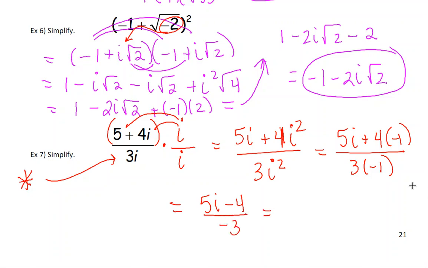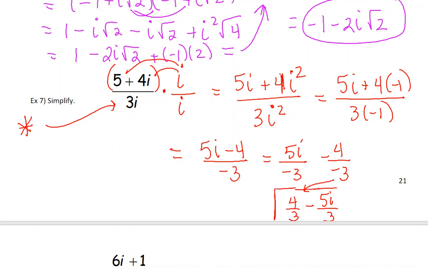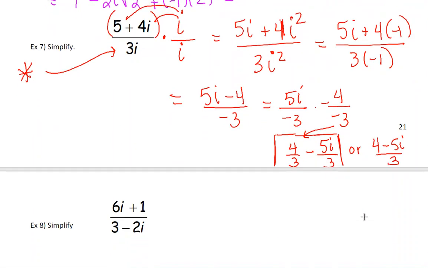And just as a reminder, when you simplify this, I can split this up. 5i over -3 and then -4 over -3. And technically I'm supposed to write this part first. That's the real number. And then here's the imaginary number. Some students leave it like this. And I'm fine with that too. Either way is fine. But I'm just trying to follow along the lines of a plus bi.